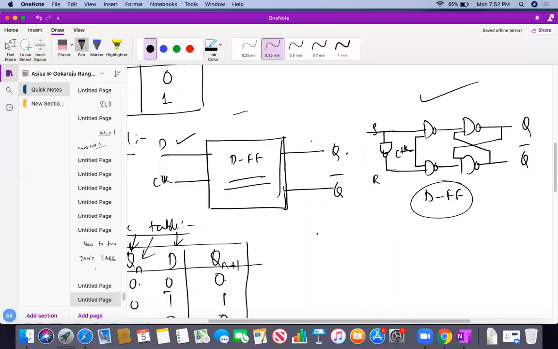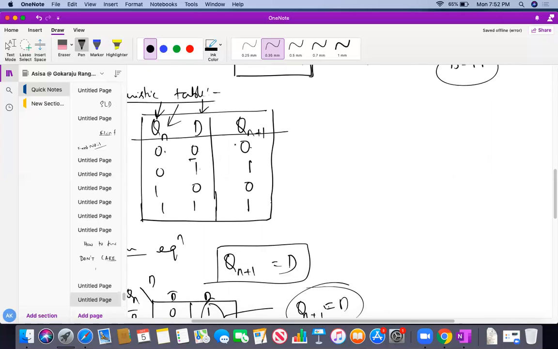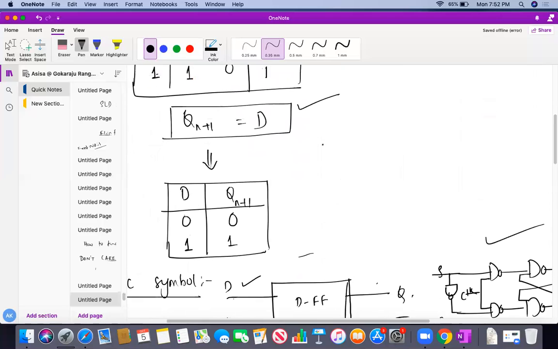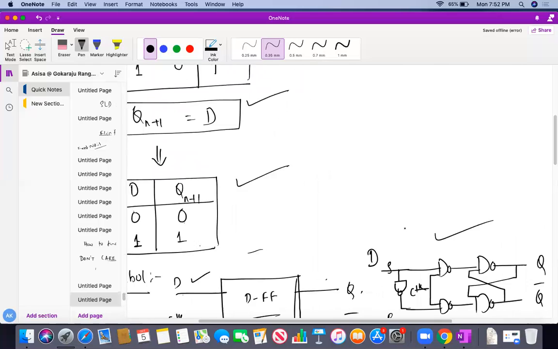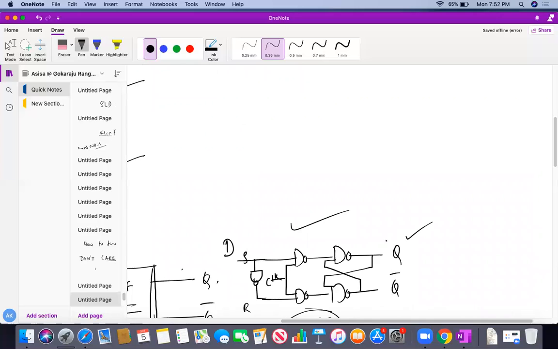So how does it behave? It behaves like this. So this is the truth table. If D is 0, Qn plus 1 is 0. If D is 1, Qn plus 1 is 1. Whatever my input D here, it is going to be reflected at my output Q. It doesn't depend at all on the previous output or previous input of it. Whatever my present input is, the same output I will obtain at that state.